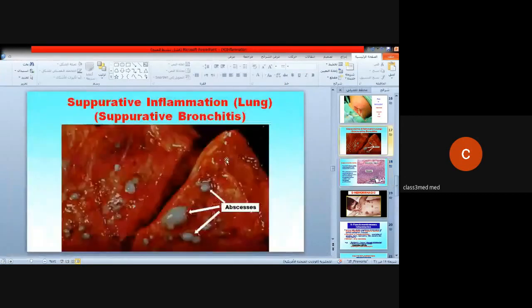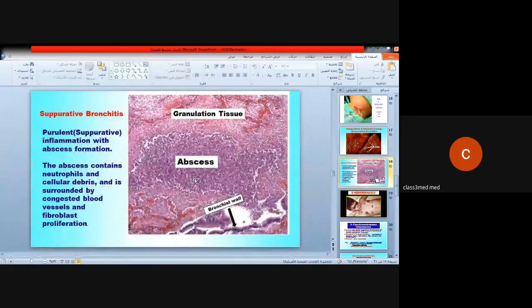This is a gross feature of suppurative bronchitis, what we see by naked eye. And this is the microscopic or histologic feature of the same lesion. So you see, this is the wall of the bronchi lined by epithelium, columnar epithelium. And this is the lumen of the bronchus, which is filled by abscess. This is a necrotic tissue.